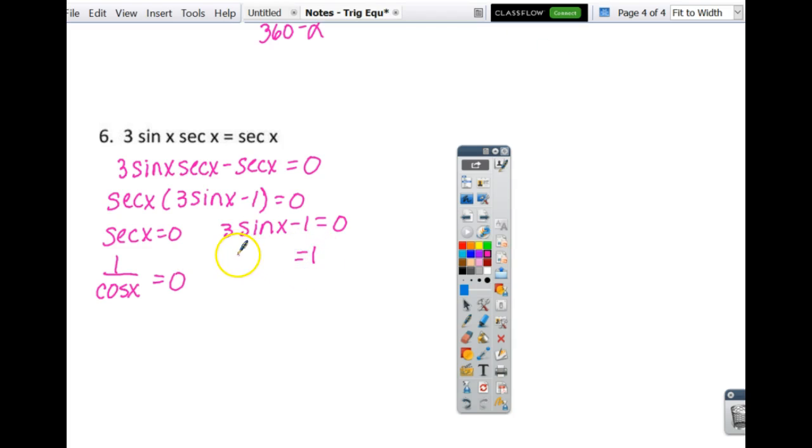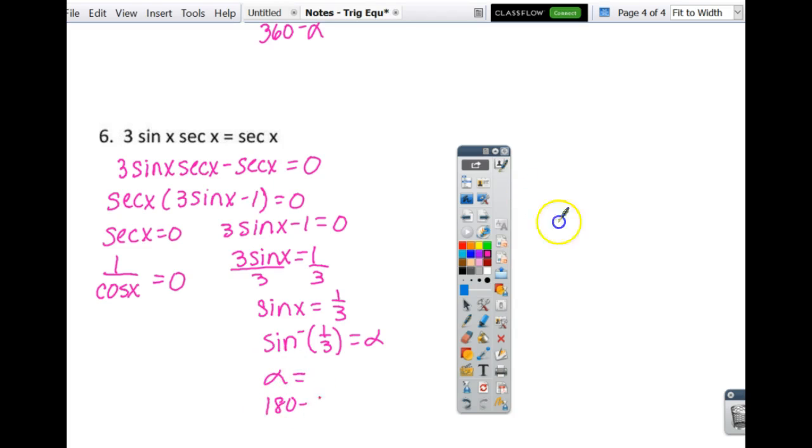Well, they're the same thing. So this is my reference angle. So where is sine positive? First and second. So I'm going to have the alpha and the 180 minus the alpha.